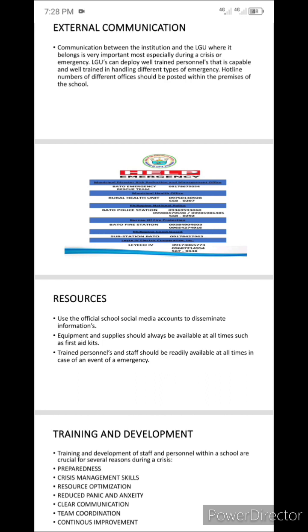So equipment and supplies should always be available at all times, such as first aid kits. So in an event of an emergency, if certain supplies are unavailable, it is a matter of failure and success. First aid kits should be used to treat minor injuries, or for initial treatment, kumbaga.